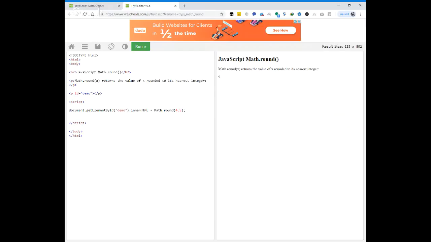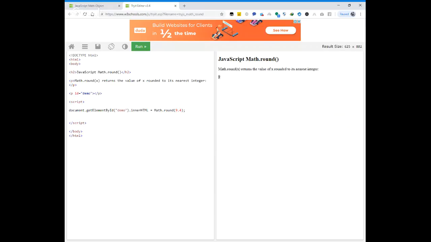So I put 9.5 here. What will be the result? The result will be 10. What if I put 9.4? The result will be 9, since it is not more than 5. It is the Math.round function. It is predefined in JavaScript. So you have to remember this only.